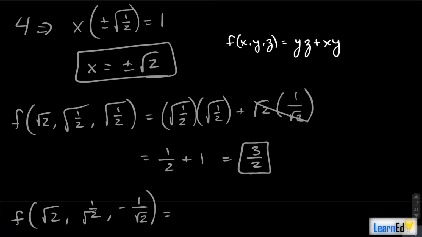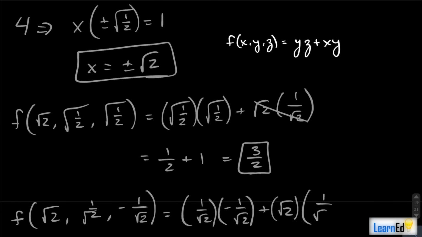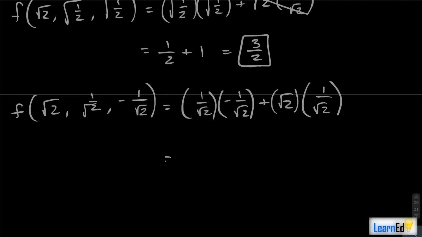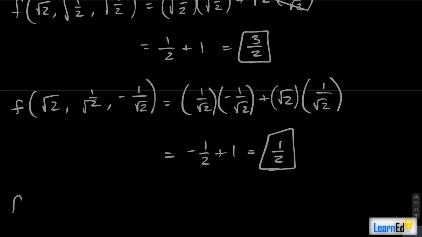Okay. So this is going to be equal to y, which is 1 over rad 2, times z, which is negative 1 over rad 2, plus x is rad 2, and y is 1 over rad 2. You get that this is equal to, we have a negative 1/2 plus 1, that gives you 1/2. So already you have multiple extrema. Now, if you keep going here, you get rad 2. Oh, sorry, you can do negative rad 2 now.